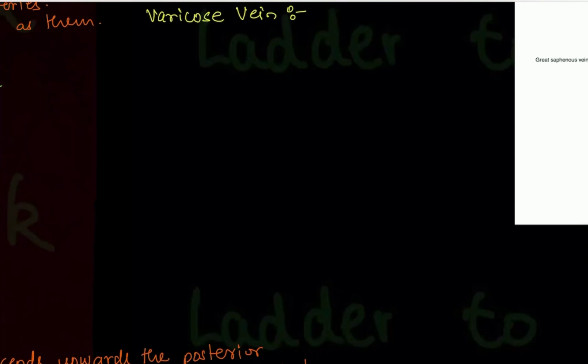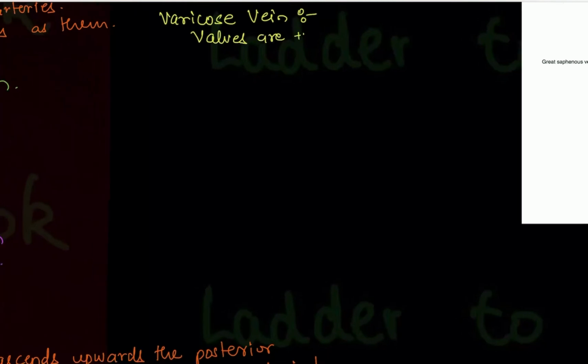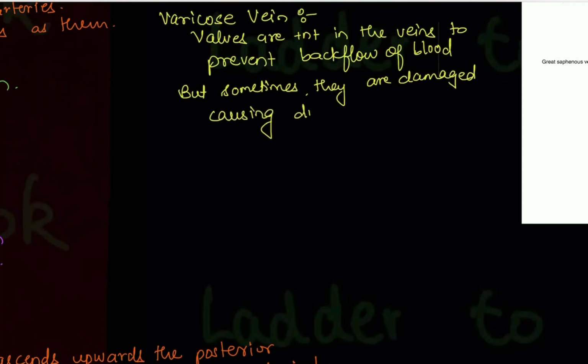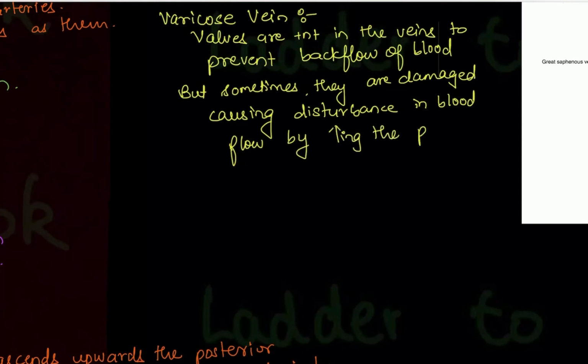So write it down. Valves are present in the veins to prevent backflow of blood. Okay, but sometimes they are damaged, causing disturbance in blood flow, by increasing the pressure in the veins.